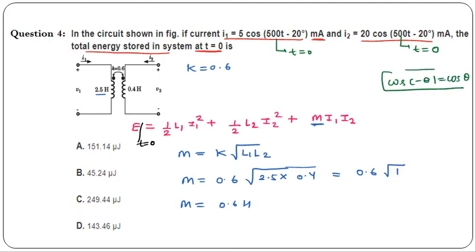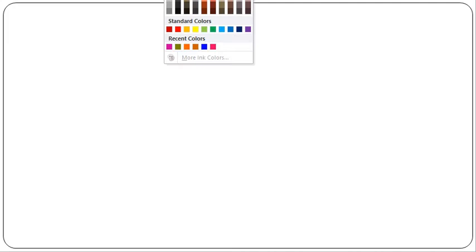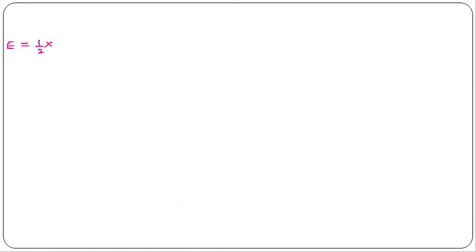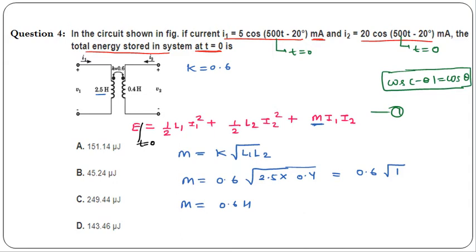Okay, this is one relation, so we will use this relation. Now let us substitute the values of L1, I1 square, all these values in equation 1. So we are getting the energy stored, it is given by half of L1. L1 is 2.5, into I1 square. Current I1 is 5 into cos of minus 20 milliampere.